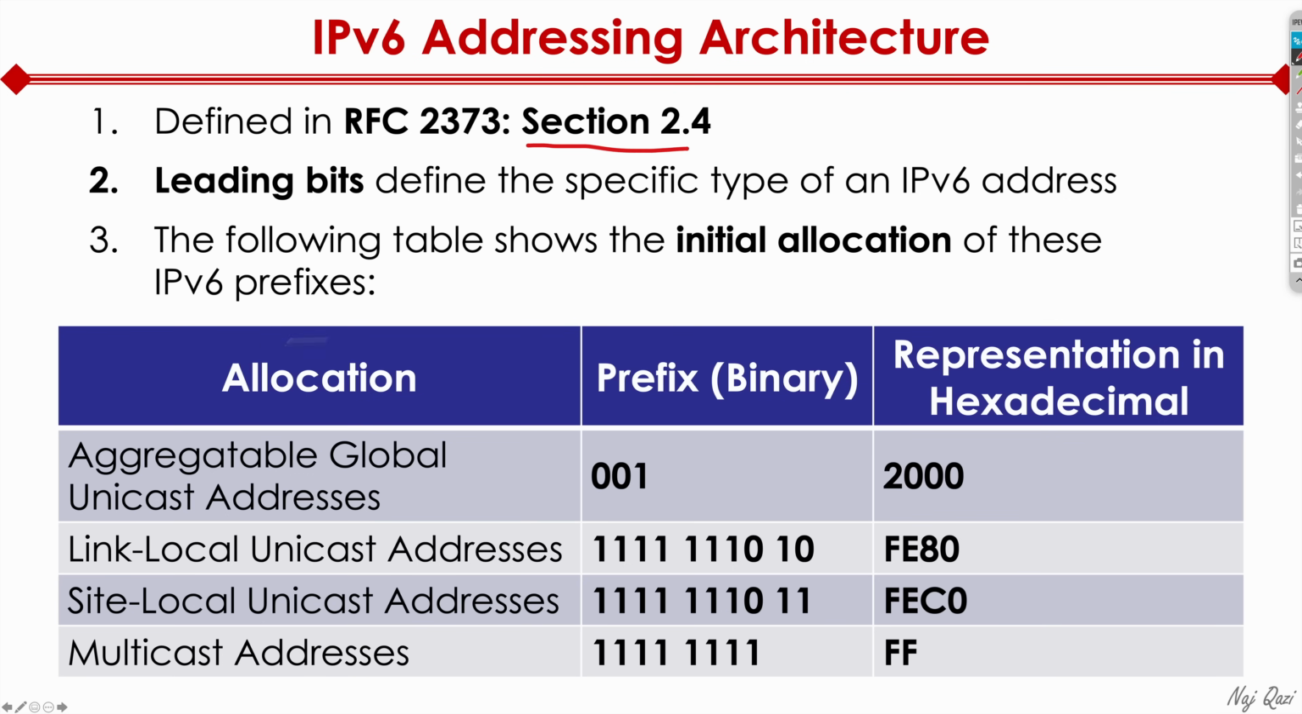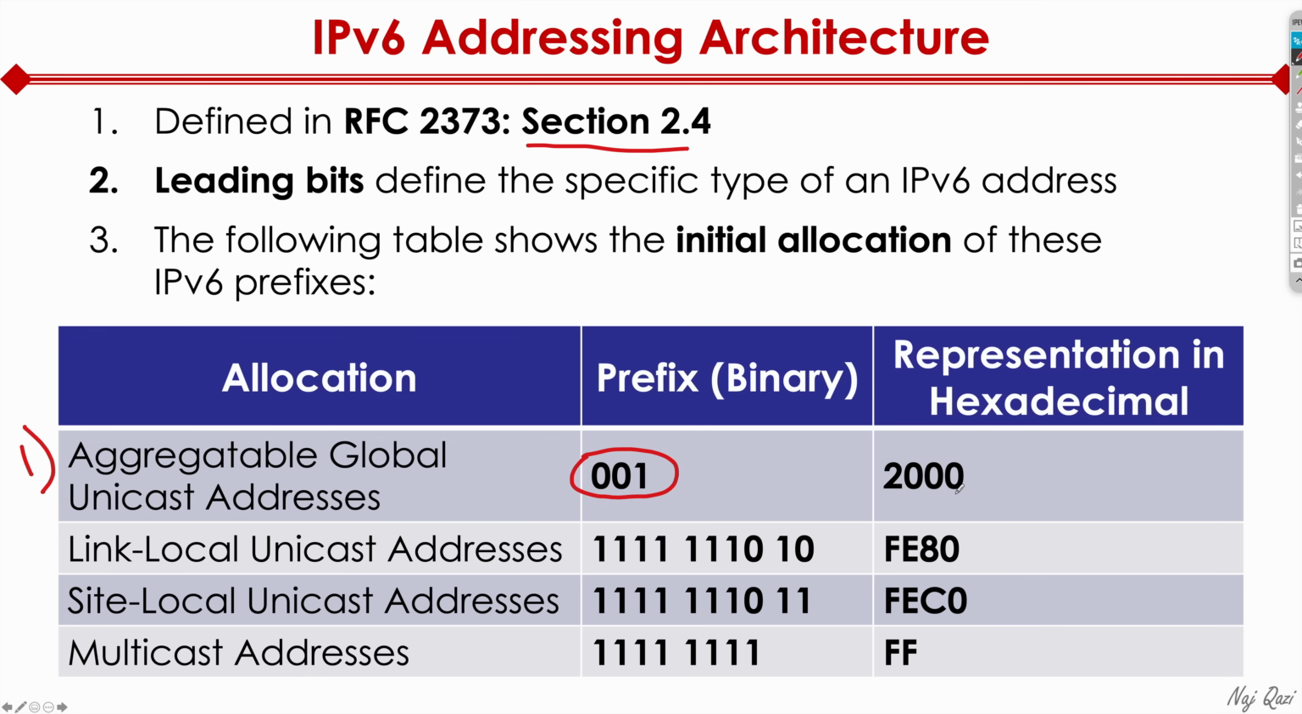So in the first column, you're seeing the allocation. In the second column, we see the prefix in binary. And then finally, in the third column, we see the hexadecimal value associated with those prefixes. So if you look at our allocation number 1, called Aggregatable Global Unicast Addresses, the prefix starts with 001 in binary. And it's represented in hexadecimal as 2000.